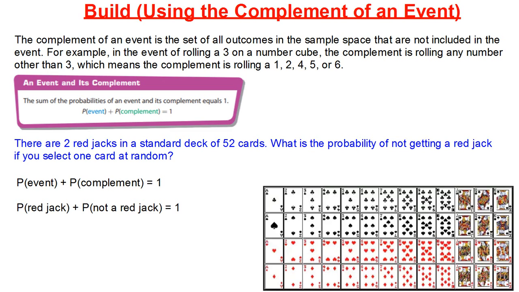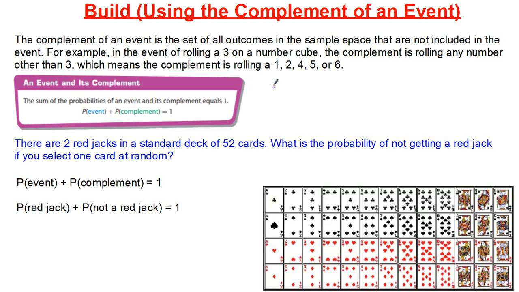Now, using the complement of an event. The complement does not mean that someone is complimenting each other. I heard that response multiple times yesterday. The complement of an event is the set of all outcomes in the sample space that are not included in the event. For example, in the event of rolling a 3 on the number cube, the complement is rolling any number other than 3, which means rolling a 1, 2, 4, 5, or 6. Basically, think about it as the opposite of what you're trying to find.